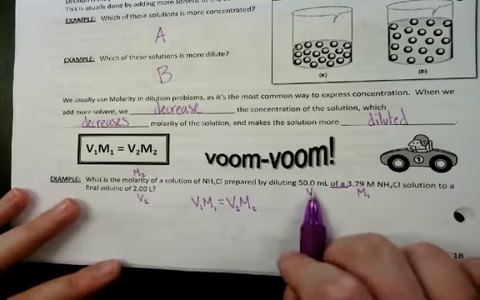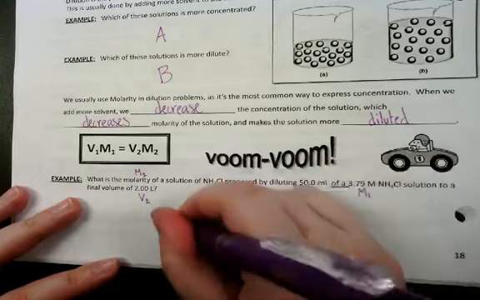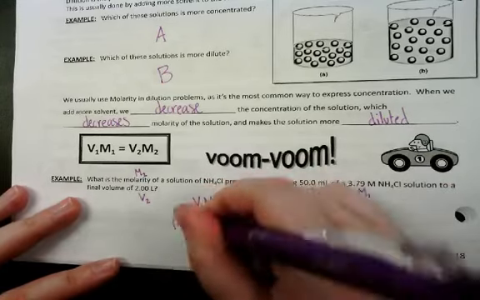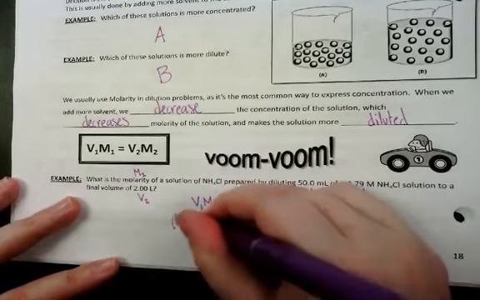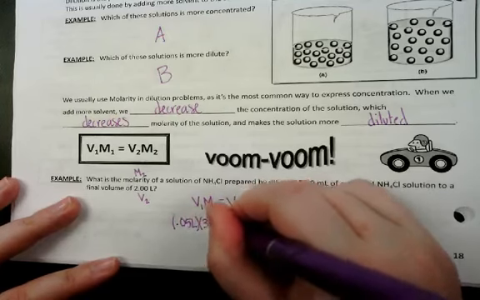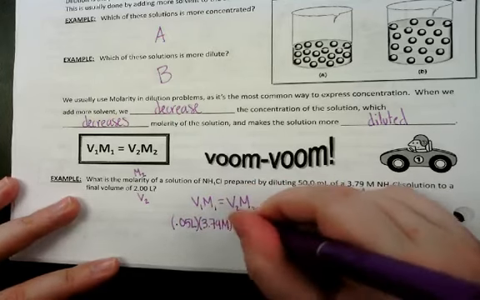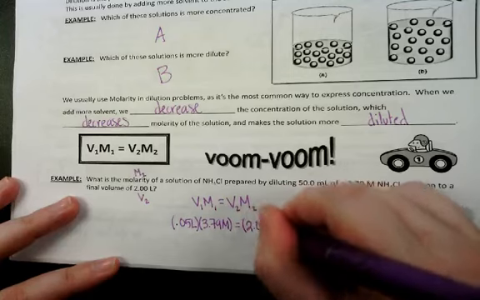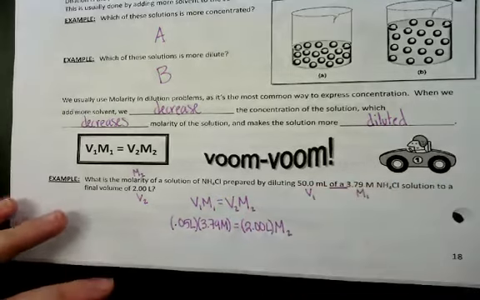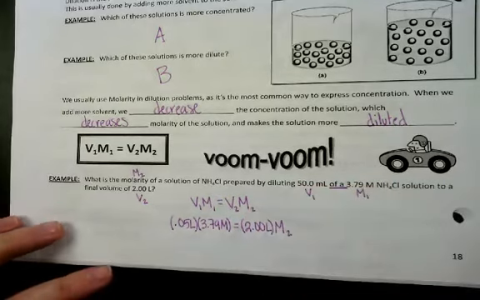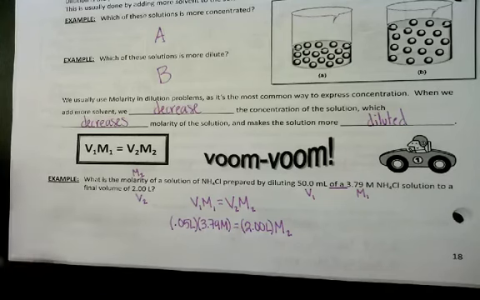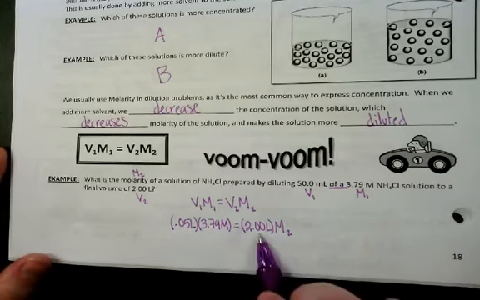So if we plug this in, we'd end up with 0.05 liters times 3.79 molar equals 2 liters times M2. And then at this point, it's just simple algebra. You are solving for M2, your variable. So you would take both sides and divide by 2.